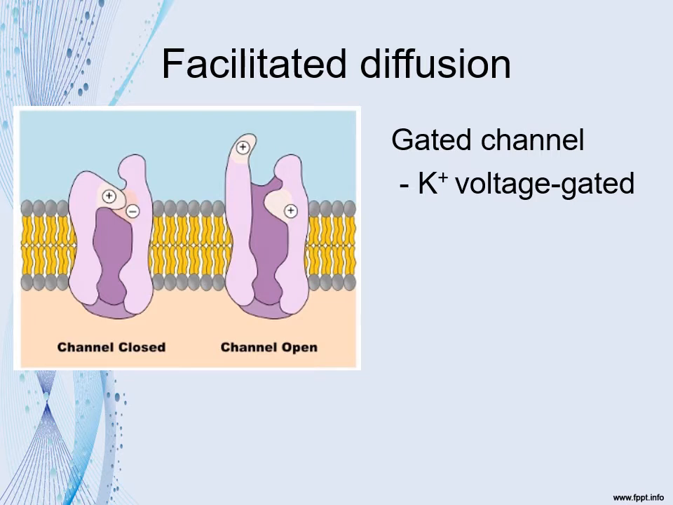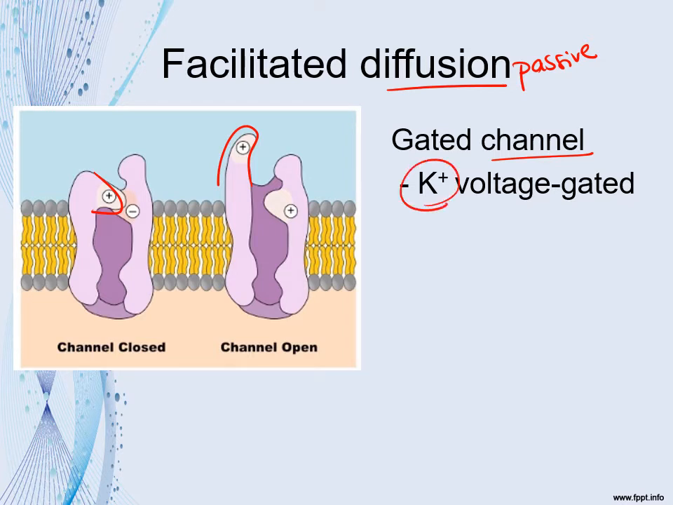So this is a gated channel protein, still going to be facilitated diffusion. It is still passive transport, no energy required. But we do have some channels that have gates on them. So we can close the gate or we can open the gate depending on the environment around the cell, the stimulus that is changing the shapes of these proteins. So we're going to talk a little bit in this lecture and then a lot when we get to our unit on physiology about sodium-potassium pumps and sodium and potassium voltage gated channels.